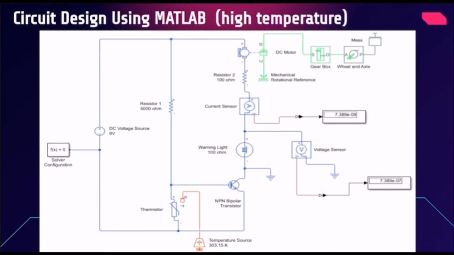For the scenario of high temperature, we can see from the circuit that the current indicated at the current sensor is 7.389 times 10 to the power of negative 9 ampere, which is also 7.389 nanoampere when the temperature is 303.15 Kelvin. This shows that at the branch that contains the warning light, the current flow is very low or can be assumed as no current flow at all.